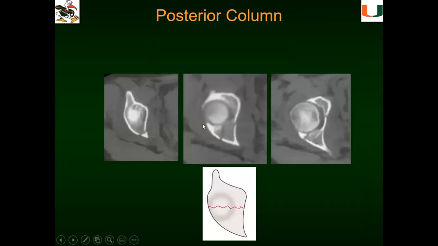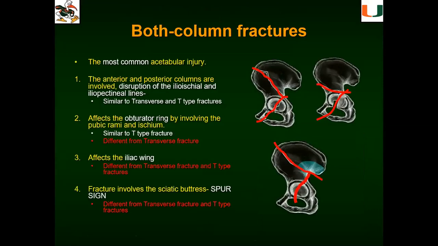And again, based on what we discussed earlier, regardless of the degree of comminution, if the main fracture lines are in the horizontal plane, you know that you're splitting that acetabulum in that coronal plane, so you're dealing with a column fracture. Both column fractures are very, very common. Again, both the anterior and posterior columns are going to be involved, so you're going to have disruption of the ilioischial and iliopectineal lines. And so there is overlap between a both column fracture, a transverse fracture, and a T-shaped fracture. So what can you use to distinguish them?